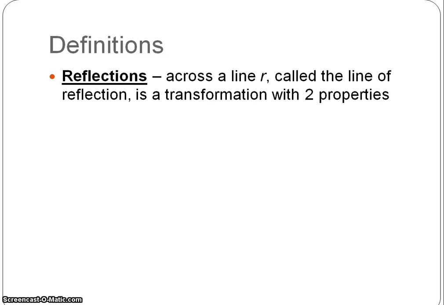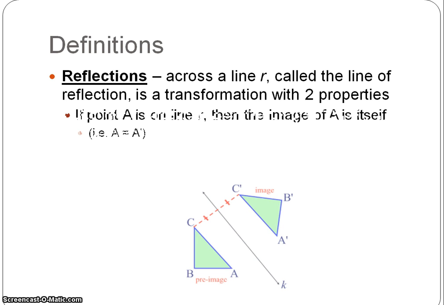So before we get into it, just so you know what reflections are, we do them across a line R, that's called a line of reflection, and it has a transformation that has two properties. The first one is if point A is on line R, then the image of A is itself. So what that means is if there was a point on this line right here, and say it was right here, when we did our reflection, it would land exactly in the same exact spot. So A and A prime would be exactly the same.